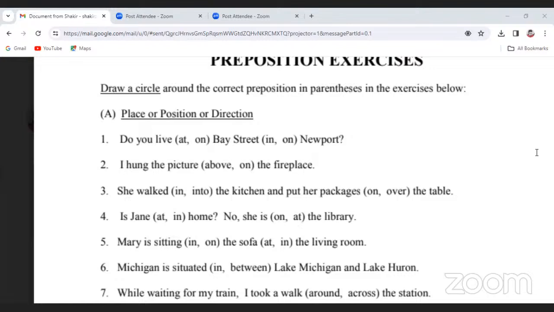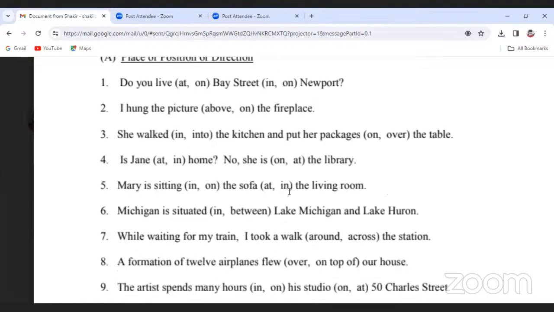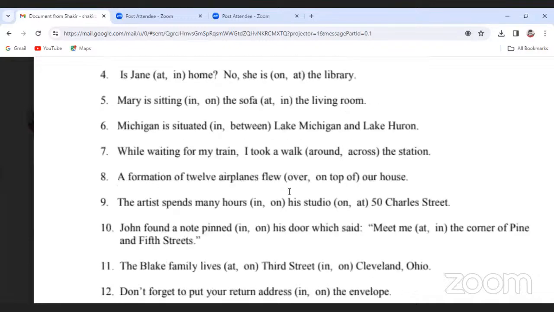7. While waiting for my train, I took a walk dash the station. What shall be the answer? Who would like to try? Around the station. Around the station is the correct answer. While waiting for my train, I took a walk around the station.